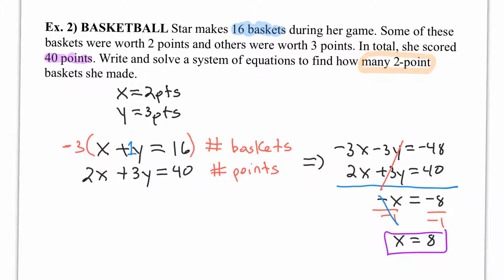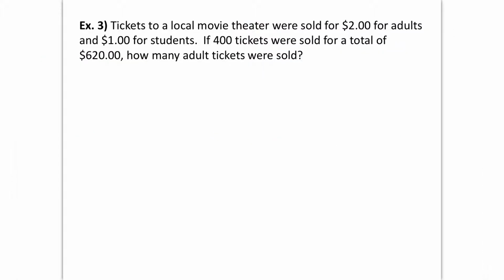Okay, so let's try the last one today. So this one here is about movie tickets, local movie theater. They give you guys the prices for adults and students. They mentioned that they sold 400 tickets and they made $620 that night. So the question is, how many adults tickets were sold?